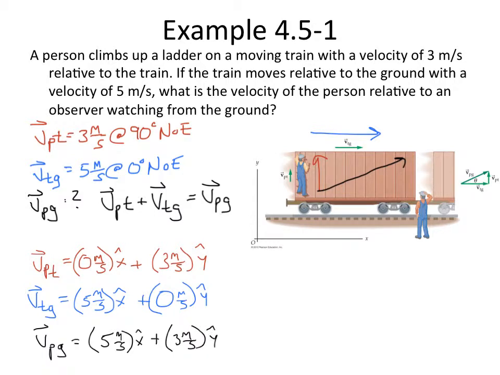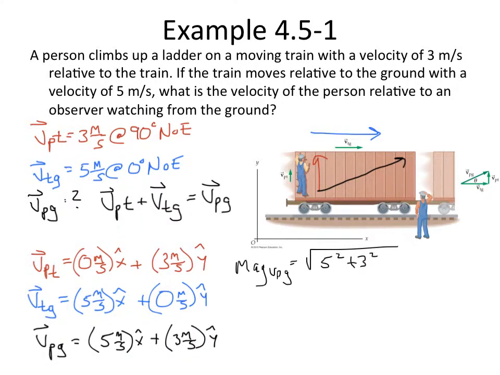But we kind of already stated that, didn't we? We said that he's going to be moving over and he's going to be moving up as well. The question then is, how do we figure out what that velocity and direction is? Well, we can find the magnitude of this because we have the x hat and the y hat direction. So the magnitude of the velocity of the person to the ground is going to be the square root of 5 squared plus 3 squared. That's how we get our magnitude.